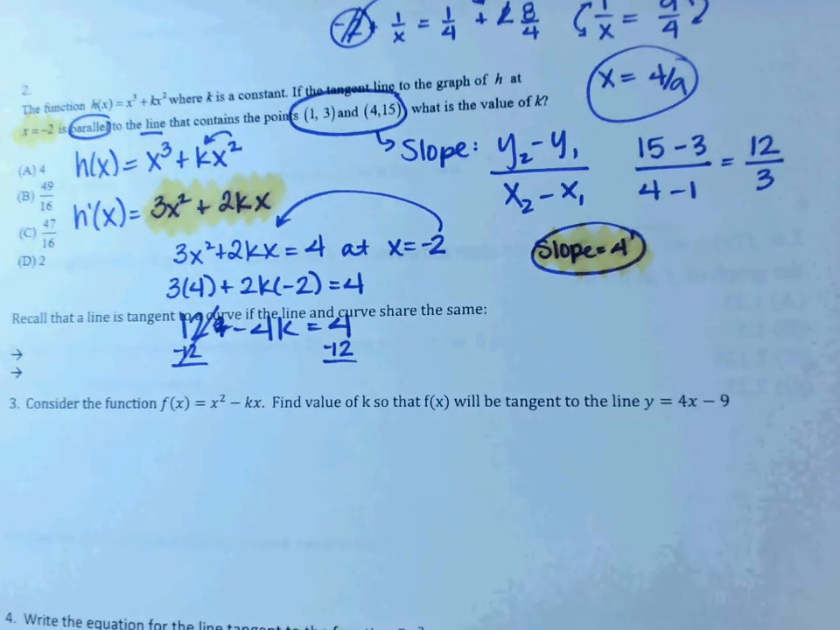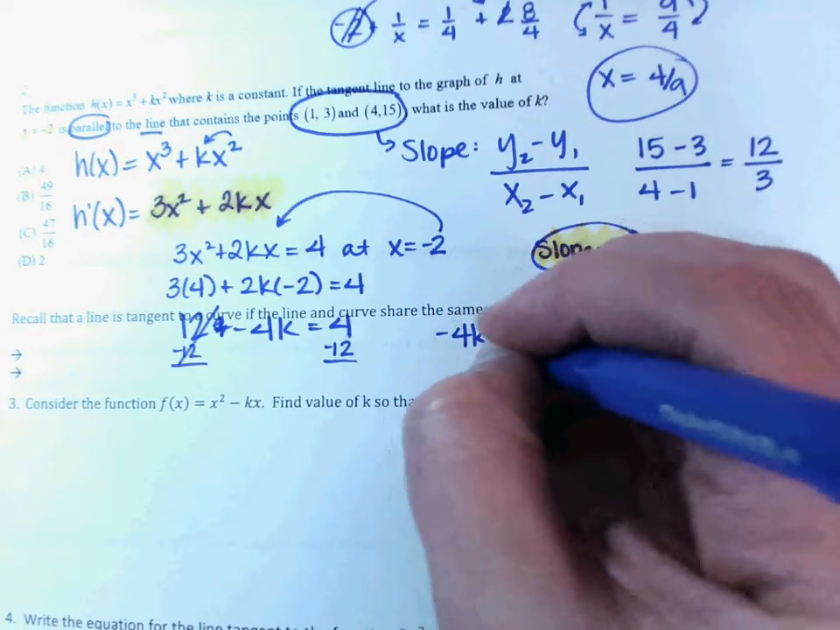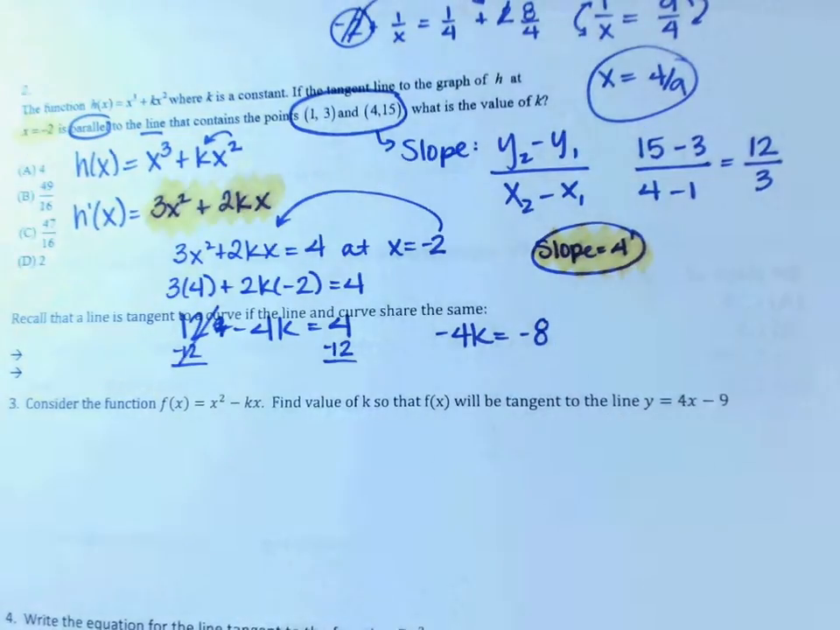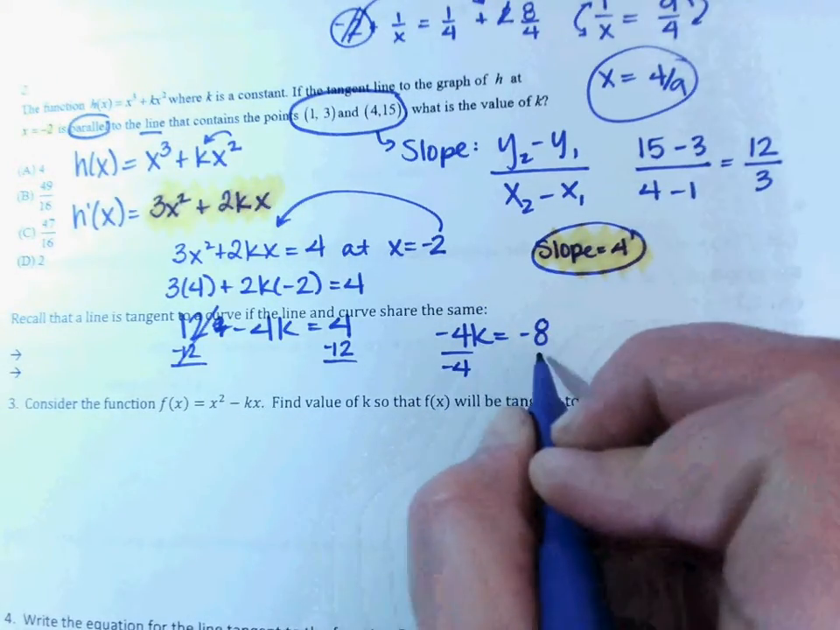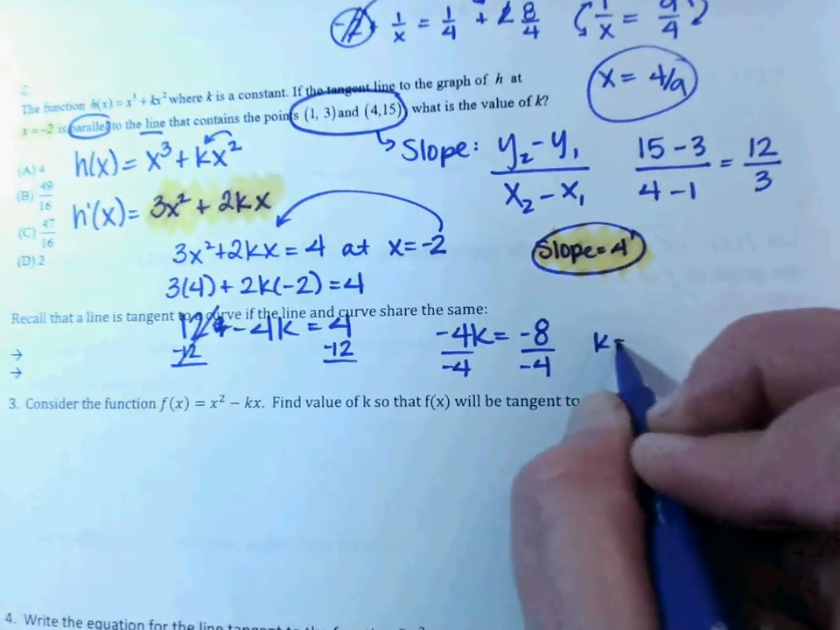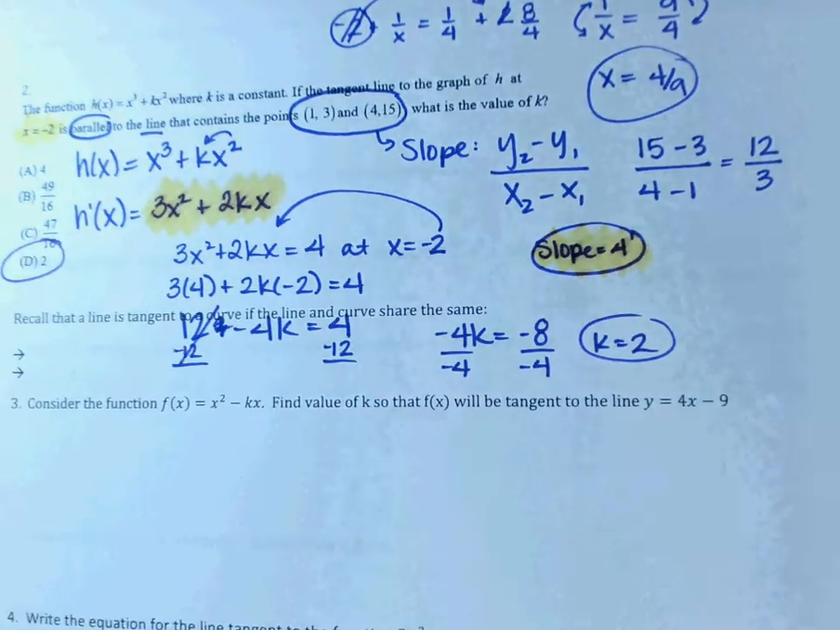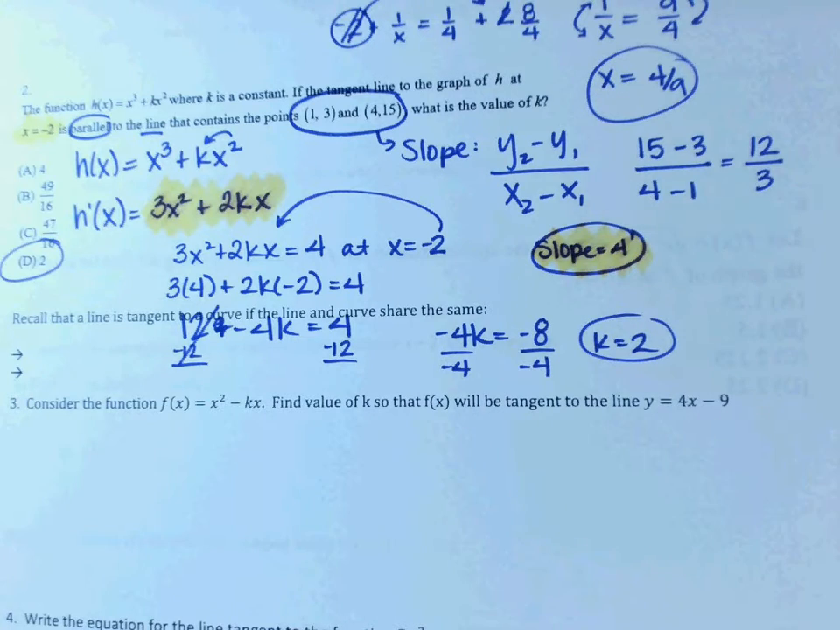4 minus 12 gives me negative 8, and if negative 4k equals negative 8, what's my last step? Gonna be 2. Good. Okay. So just keep in mind those multiple representations. You could be taking slope between points or taking the derivative.